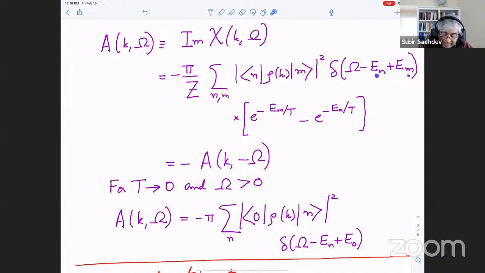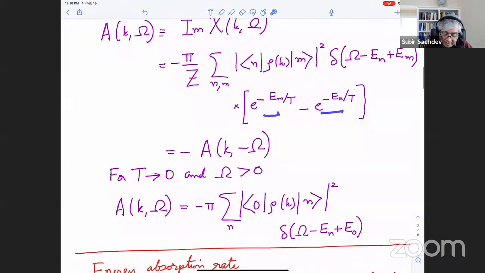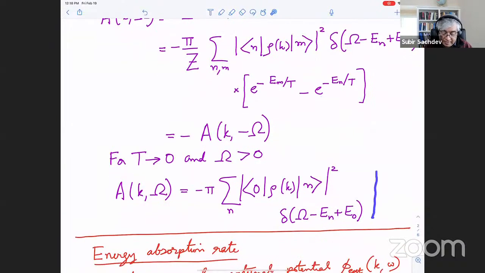So E_m has a lower energy than E_n. So you have to put E_m equal to zero. And so that's only this term here. The other term doesn't contribute. And this is the answer. So this is a very simple looking answer worth remembering.